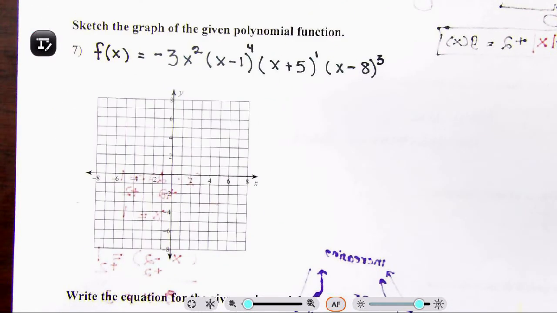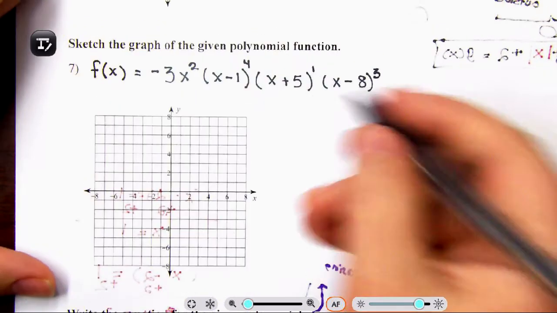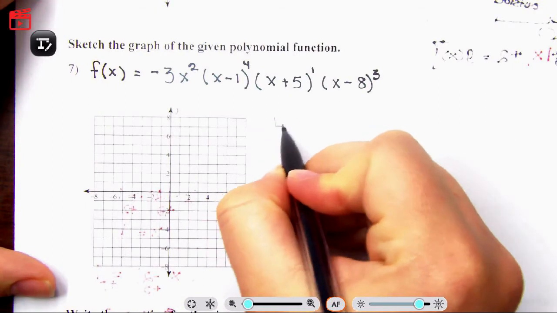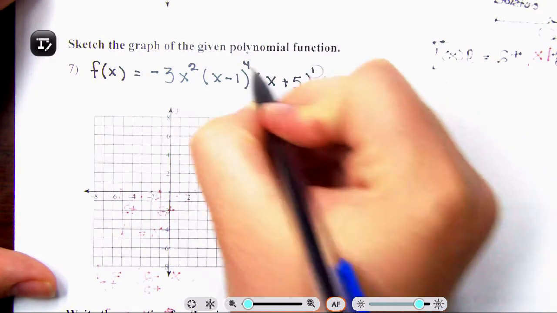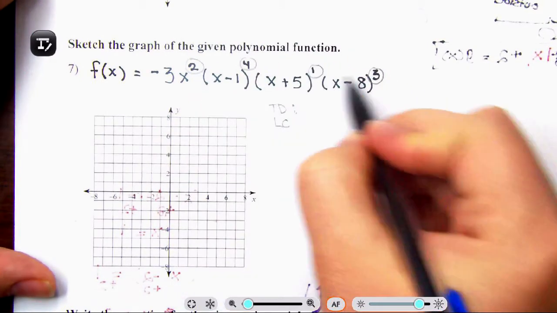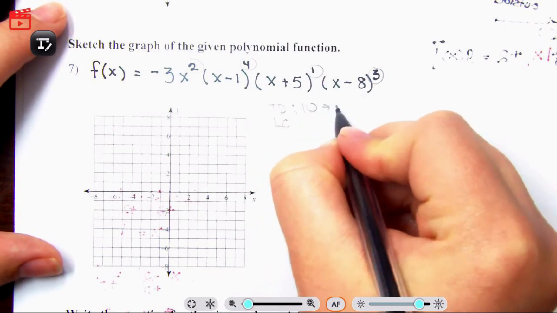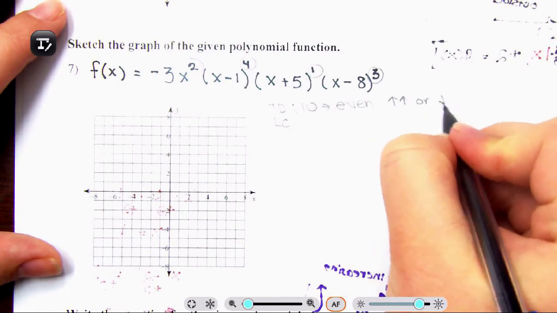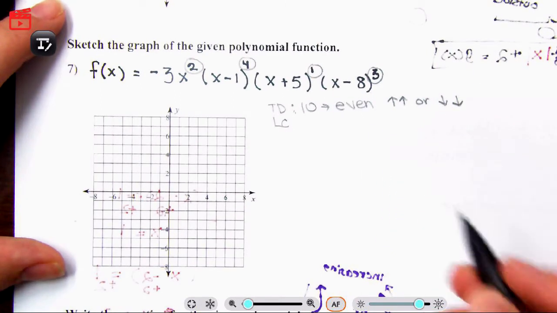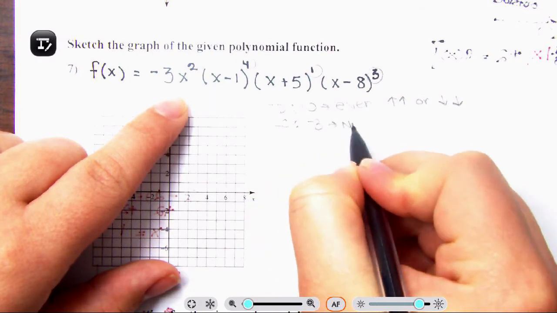All right, this one here, sketch the graph of the given polynomial function. Let's do these. I think these are personally really fun. So we have to do the leading coefficient and total degree of the function. For total degree, just take all of your exponents, seen and unseen, and add them up. So 3, 4, 5, 6, 7, 8, 9, 10. That means it is even. That means we're either going to have up and up, or down and down as our end behavior. So the leading coefficient is negative 3, so that means it is negative.